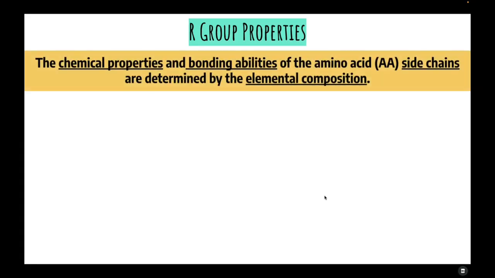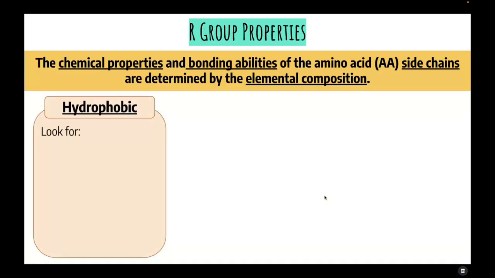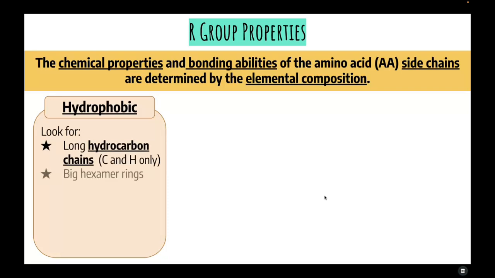All right? And so remember we talk about R groups again. R groups have chemical properties and bonding abilities of the amino acid side chains, and are determined by the elemental composition. So anything that is hydrophobic, you want to look for a carbon and a hydrogen. So it has long hydrocarbon chains. And it has a big hexamer ring. So it has 6 sides. You can see the big hexamer ring right here. And so examples would include fatty acids, steroids, and anything with a benzene ring as well.